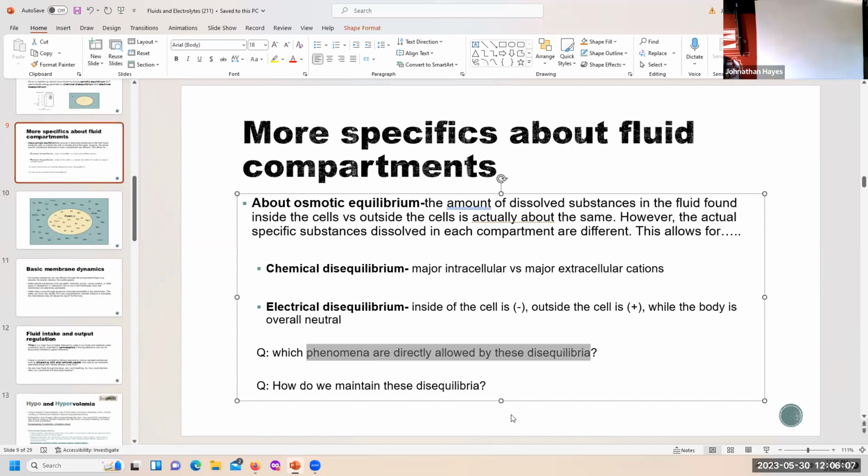So neuron depolarization, muscle depolarization, heart action, so an SA node being able to fire is the same. It's depolarizing on its own. It's self-excitatory. That's what we call that. How do we maintain these disequilibria?